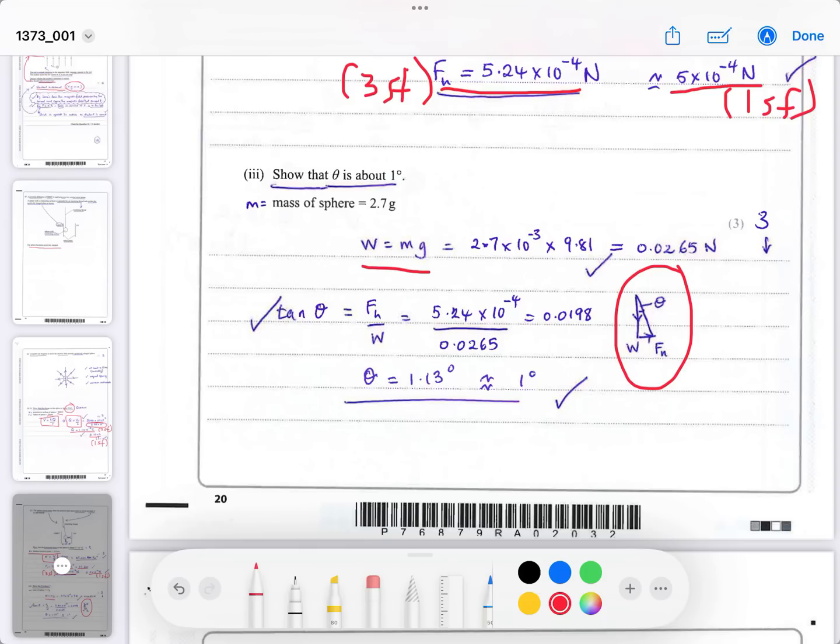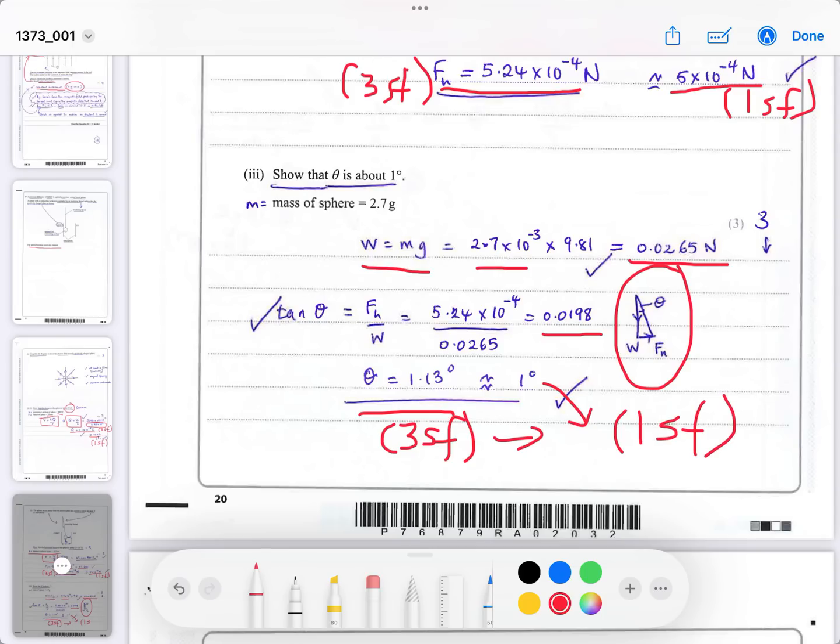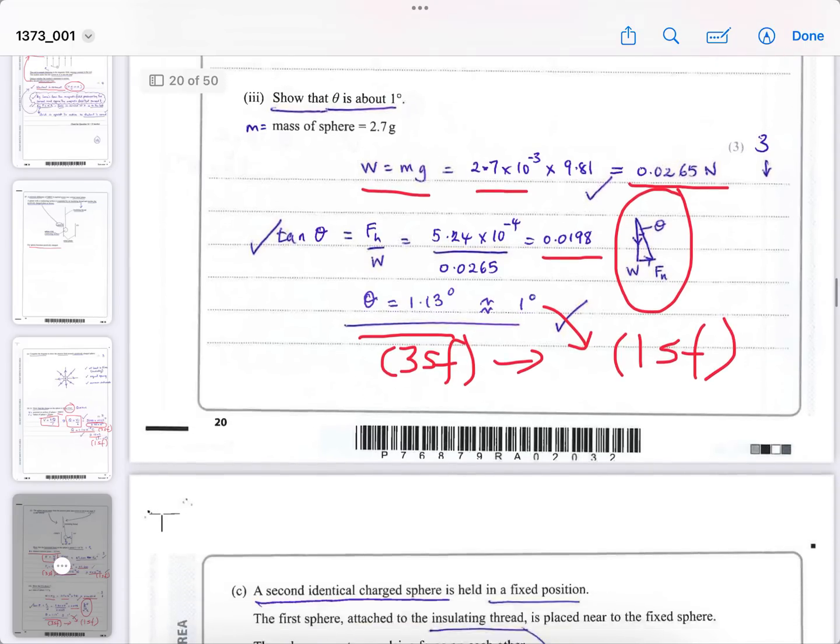We know the weight is 2.7 times 10 to the minus 3 because it's in grams, multiplied by 9.81. So you know the weight is much greater than the horizontal force, which is why the angle is small. Then tan will be the opposite, which is the smaller FH over the W, which is the force downwards, and you get tan theta 0.0198, which gives you a theta of 1.13 degrees. That's to 3 significant figures, yeah? And you want to show to 1 significant figure, yes, that the answer is approximately 1 degree. Okay, there's the 3 marks for that.